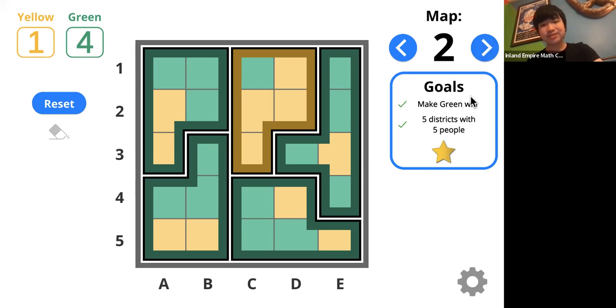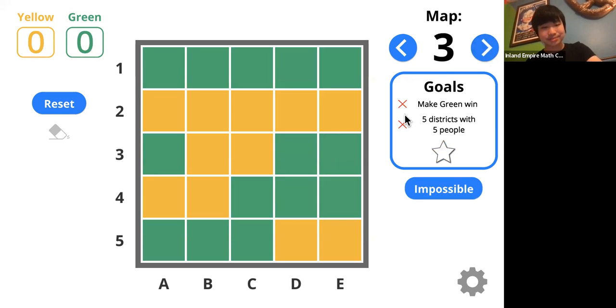So do you guys want to move on to the third map, or the third example of gerrymandering? Yes, okay. So why don't we have a try on this one? I don't care, you're the teacher. Okay. Well, I believe in democracy, so.